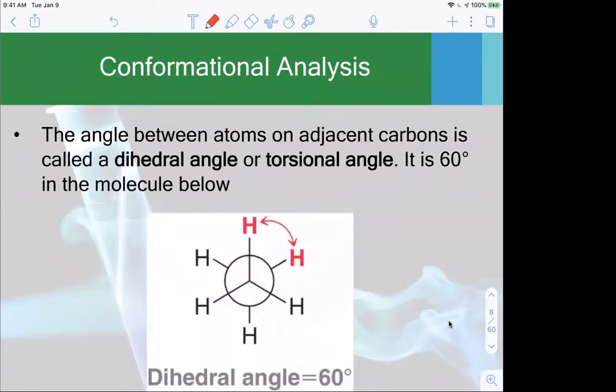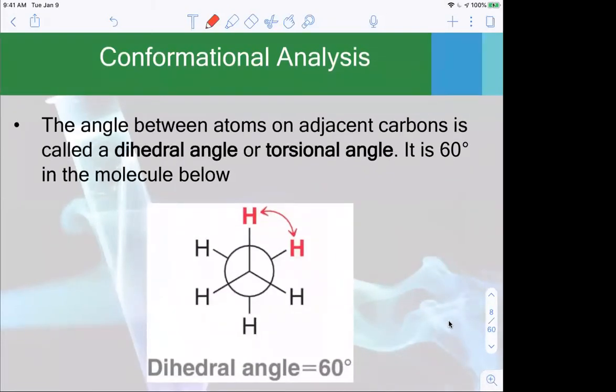So let's talk about angles. As I rotate the bond, what I can look at is this angle here, the angle between the hydrogens, right? This theta, which is called the dihedral angle or the torsional angle. And that is showing me how far apart those two hydrogens are. Now, one of them is on the back carbon and one of them is on the front carbon, but they do form this dihedral angle, which is about 60 degrees in this particular conformer.